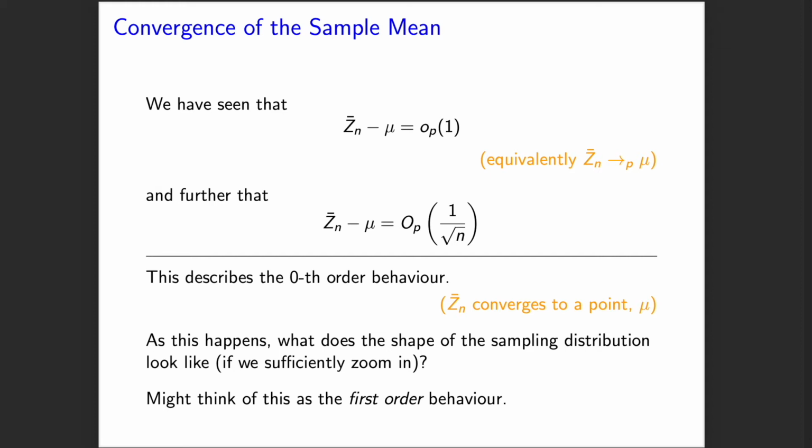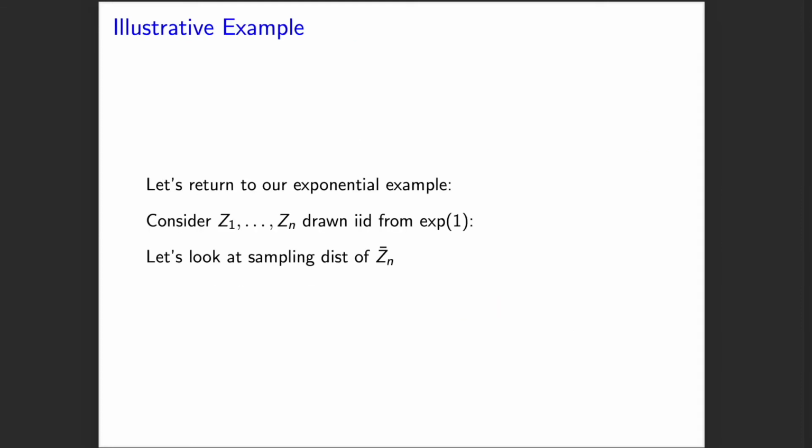But it's often of interest to think about what the shape of the sampling distribution for the sample mean looks like as the number of observations gets large, and we sufficiently zoom in on mu so that it doesn't just look like the sampling distribution is converging to mu. Again, we either zoom in on mu or we expand that sampling distribution out so that we can better understand aspects of the shape beyond just its width. And we might think of this, the shape of the sampling distribution, as the first order behavior of Z bar n. So let's look at an illustrative example.